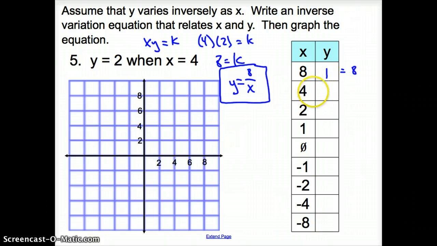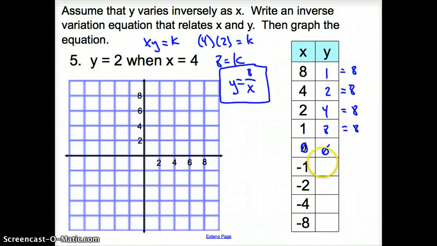So now how do I get this 4? What do I have to multiply the 4 by to get 8? What do I have to multiply the 2 by to get 8? What do I have to multiply the 1 by to get 8? Well, 4 times 2 is 8. 2 times 4 is 8, because 8 is my k. 1 times 8 is my k. Here we have no solution for my x, because if I plugged in 0, my y, 8 divided by 0, is no solution.